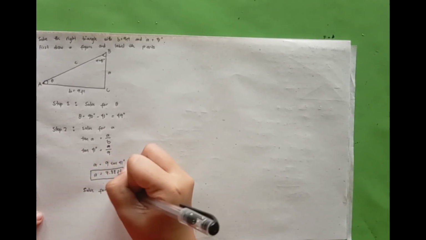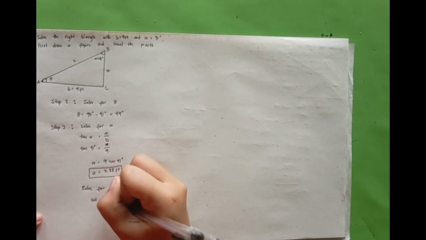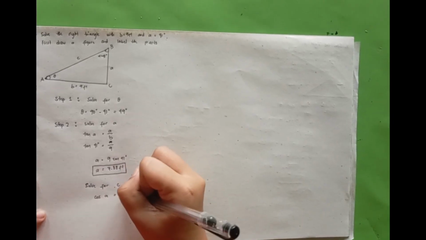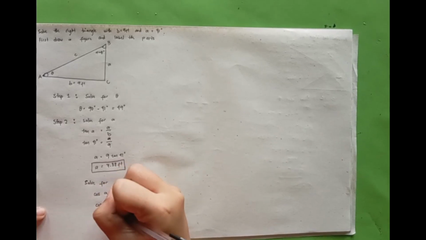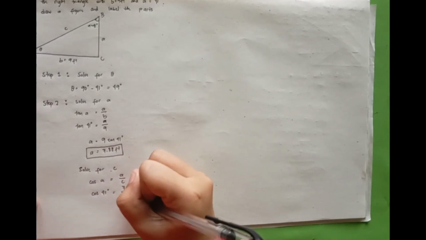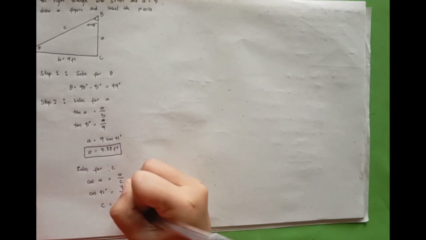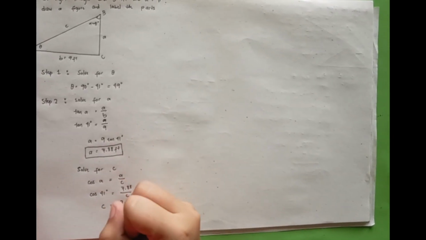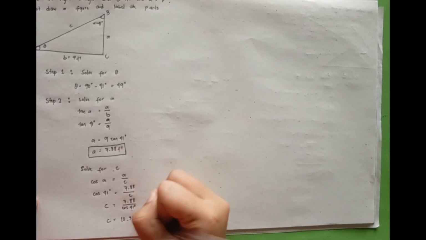Next is to solve for our C. Here we use our cosine ratio. Next is substitute. Then cross multiply. After that, we calculate. Therefore, our side C is equal to 10.31 feet.